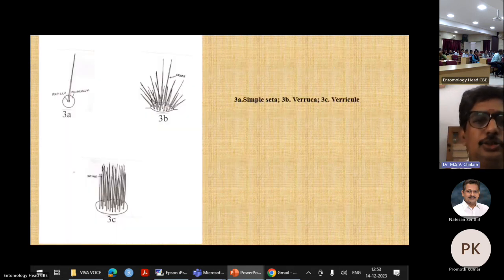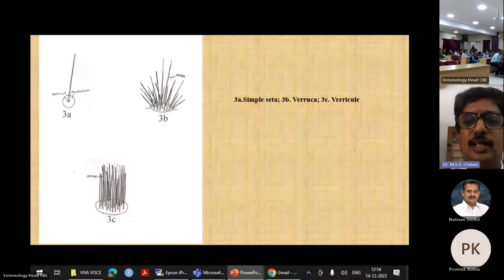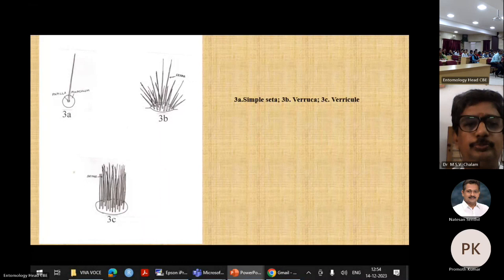Next slide, please. So this one shows pinaculum, verruca, as well as simple seta, verruca, and verricule. You can see that verricule means there will be a lot of parallel seta or parallel spines, while verruca will be just like our pin cushion. Next one, please.